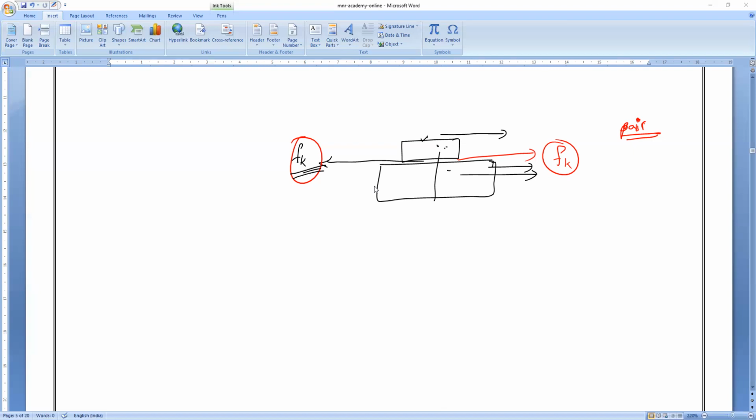And this finishes kinetic friction. So kinetic friction is over. Then we will start static friction in tomorrow's class. Is it okay, everybody? Clear?